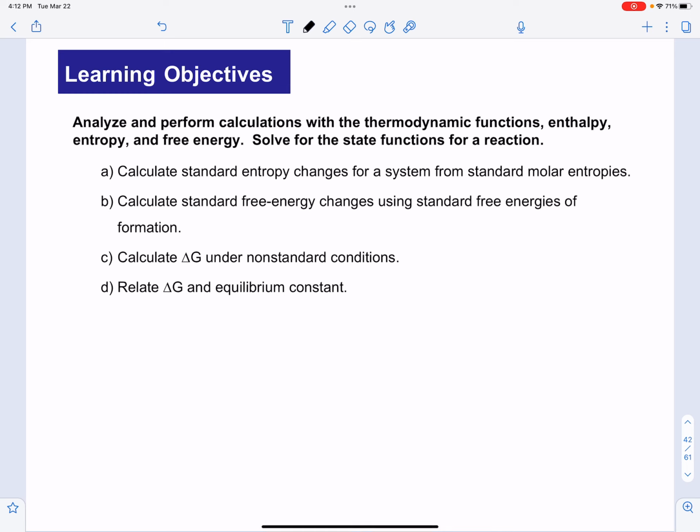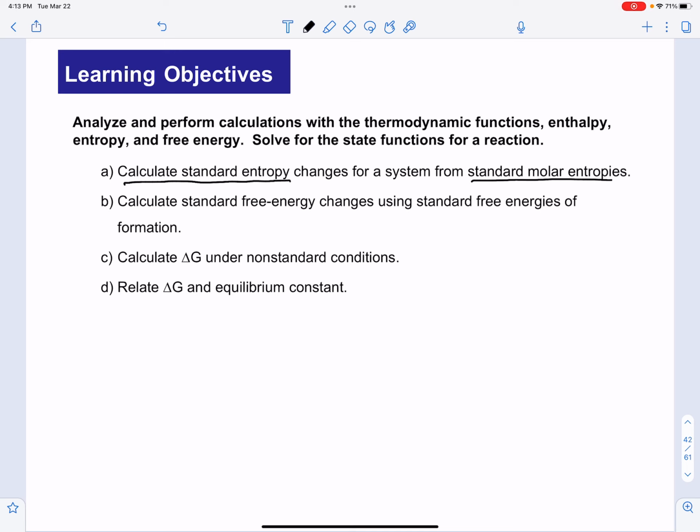We're gonna once more calculate the entropy, but we're gonna do it this time from standard molar entropies, which is nothing more than using the appendix at the end of the book and calculate it using products and reactants the way you know how to do already with enthalpy. So we're gonna cover that again.